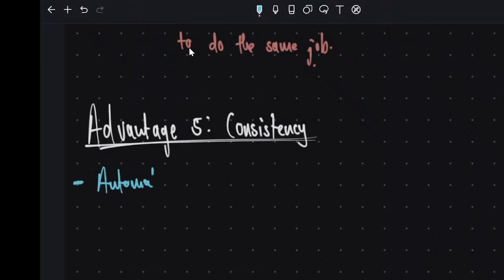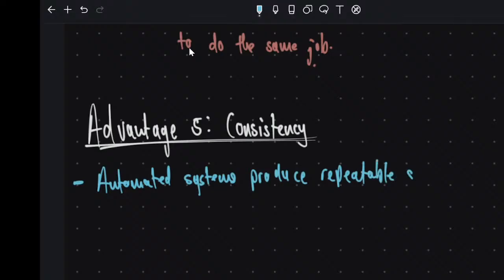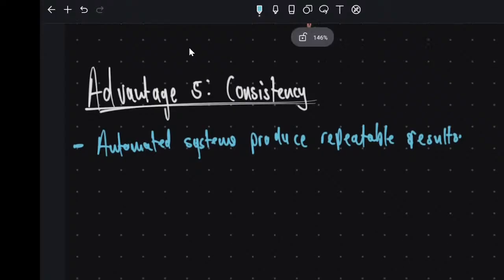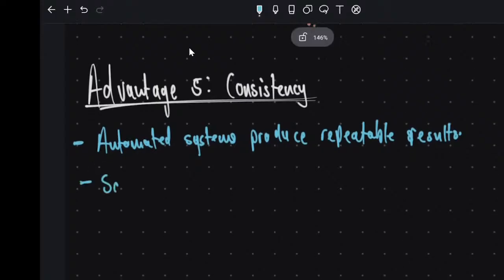Automated systems produce repeatable results. What it does now, it can do again, and it will keep doing. There is no luck here. So, same input will be equal to the same output.